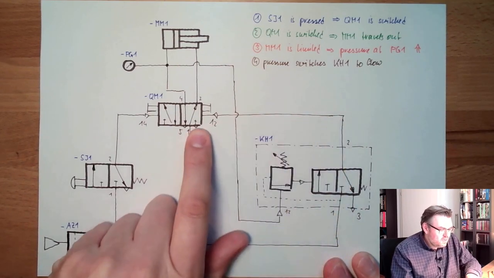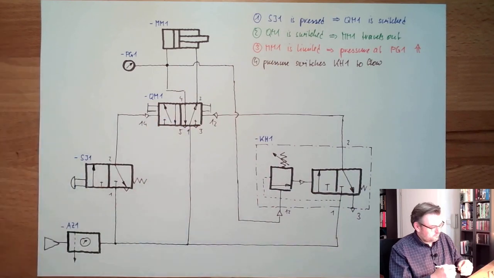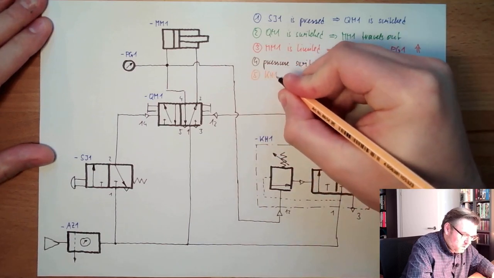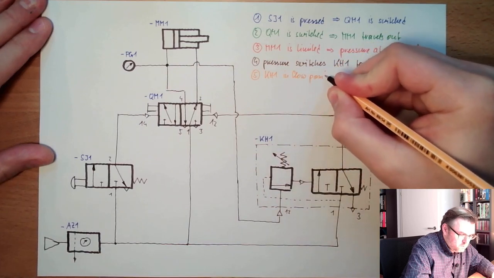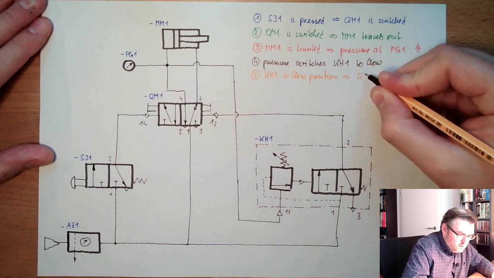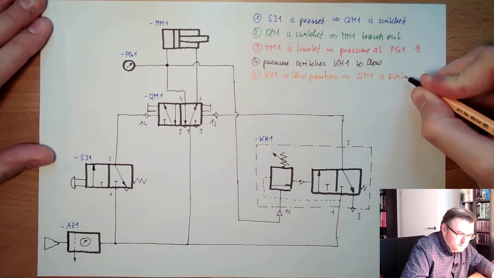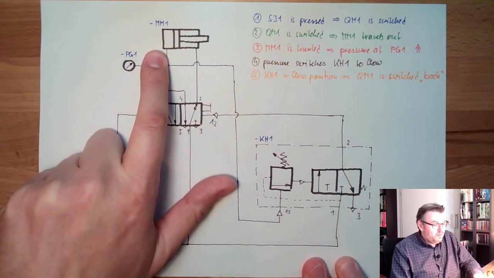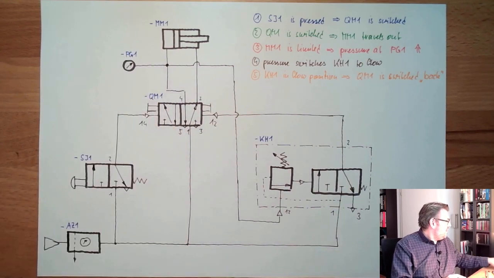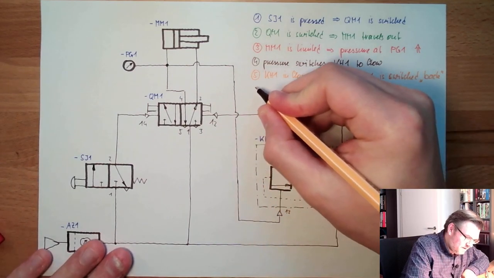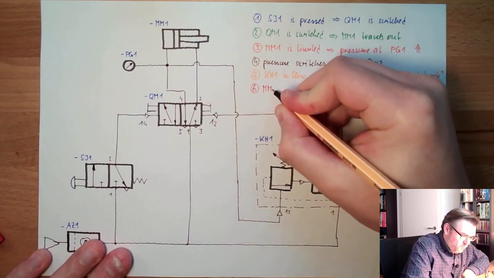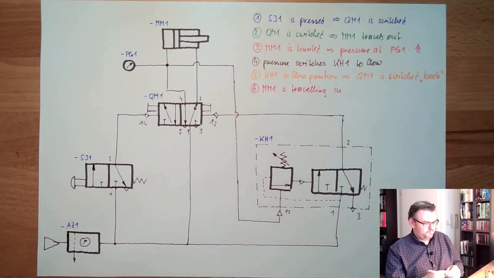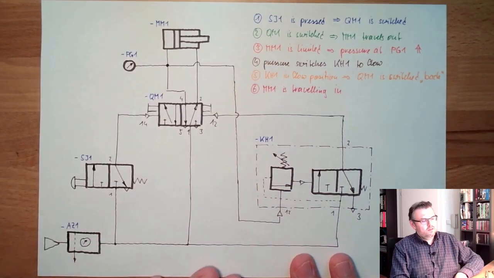If we have switched this to flow position, poof, QM1 is switched back. So this is then the next, 5: KH1 in flow position, QM1 is switched back. If QM1 is switched back, we are in this position again and we will travel inwards. So this is again the next thing which is happening, 6: MM1 is traveling in. Then we are at the beginning, and we could start this again with SJ1.